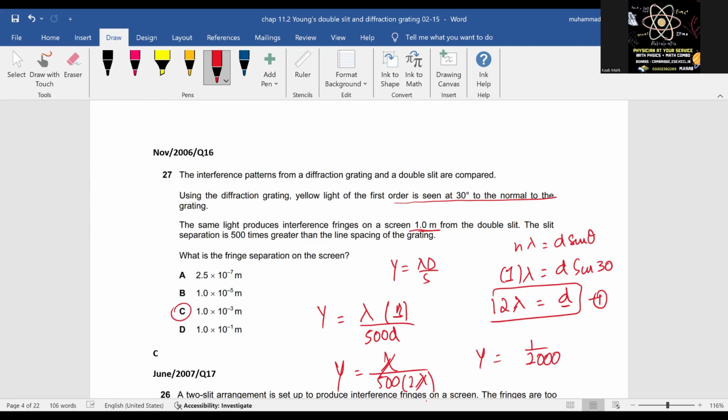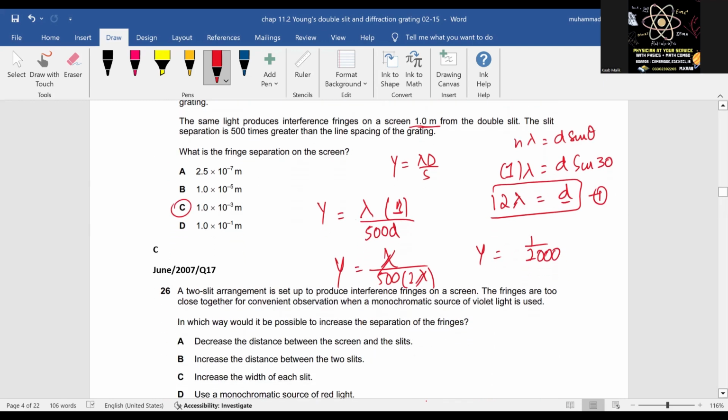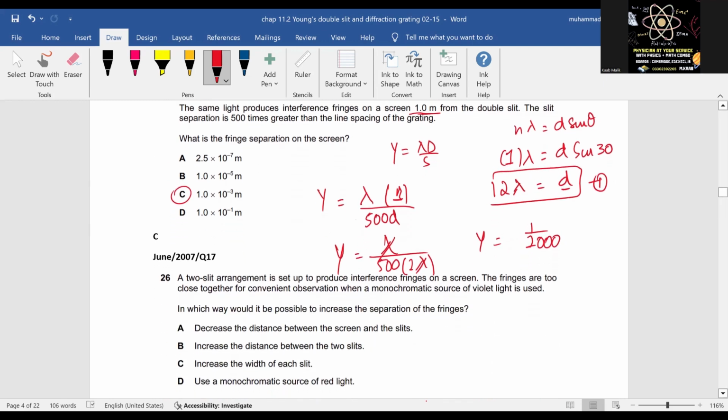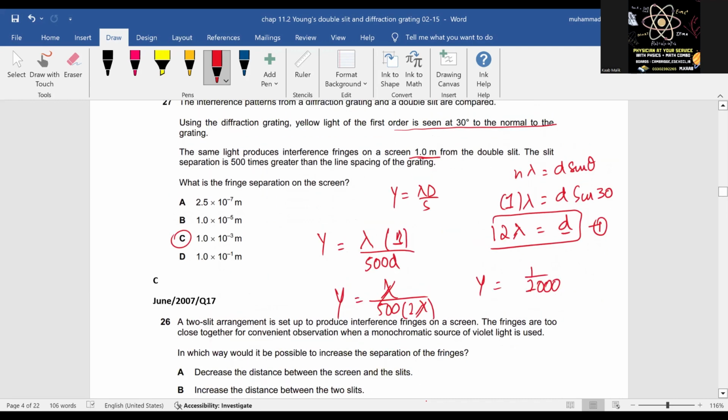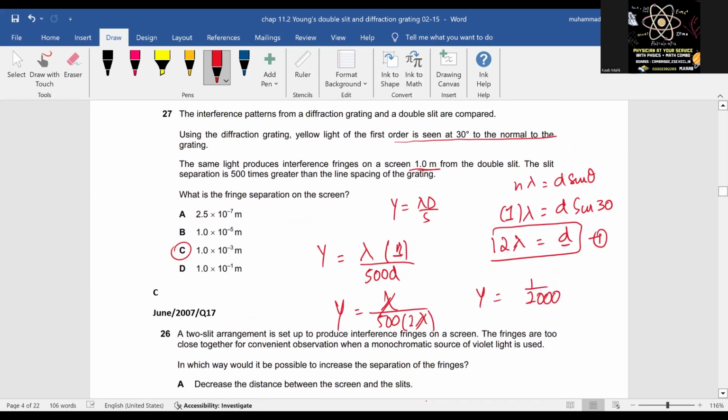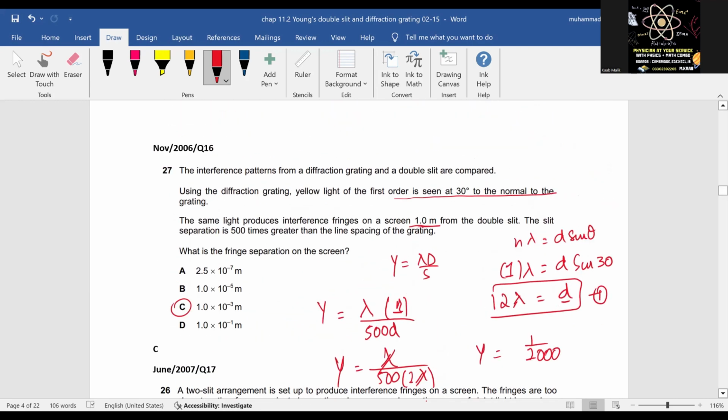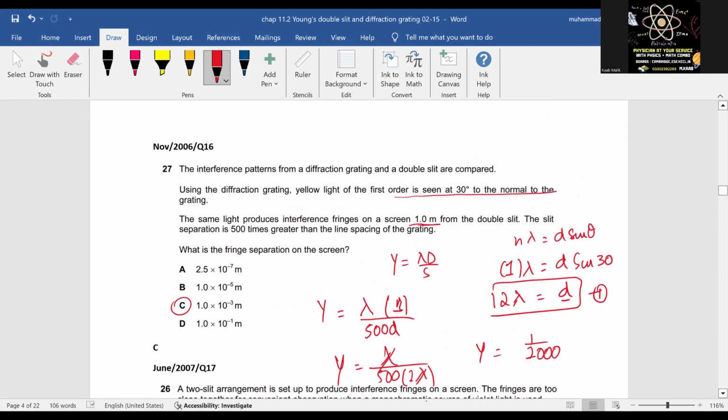Yes, Imad, getting? Not getting. And which of the things are you not getting? Sir, the y equals lambda d over s. That part. Y equals lambda d over s.